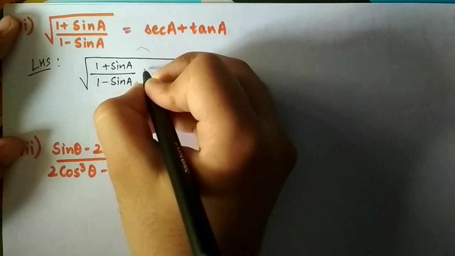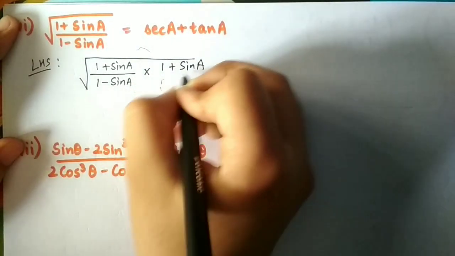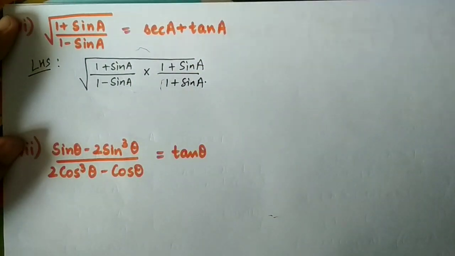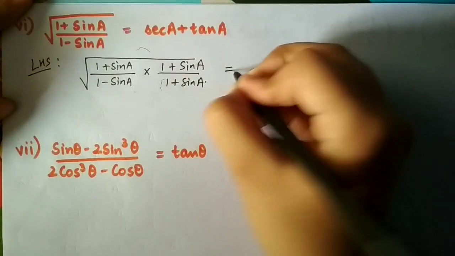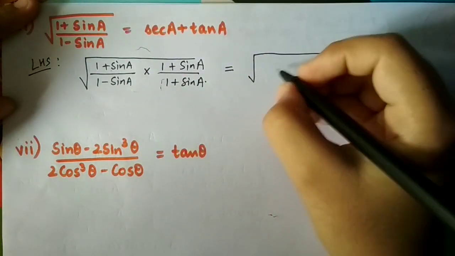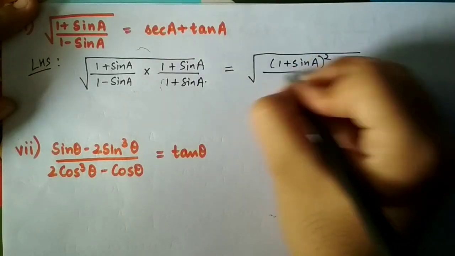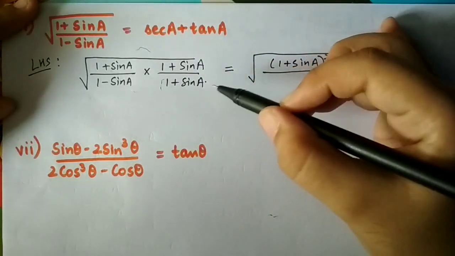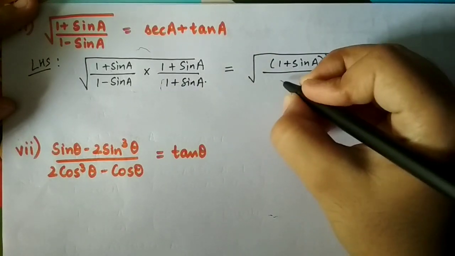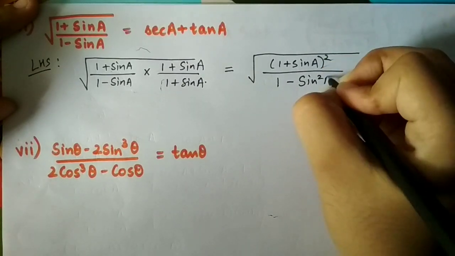You rationalize, so you will get multiplied by 1 plus sin A upon 1 plus sin A. So now you have under root of 1 plus sin A into 1 plus sin A will become whole square of 1 plus sin A, divided by 1 minus sin A into 1 plus sin A. It means A minus B into A plus B, that is A square minus B square. So it will become 1 square, that is 1 only, minus B square, that is sin square A.